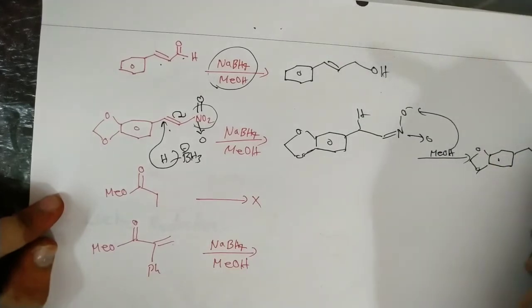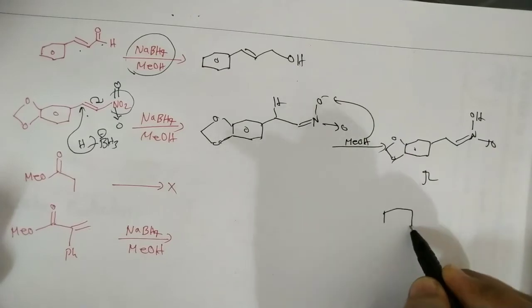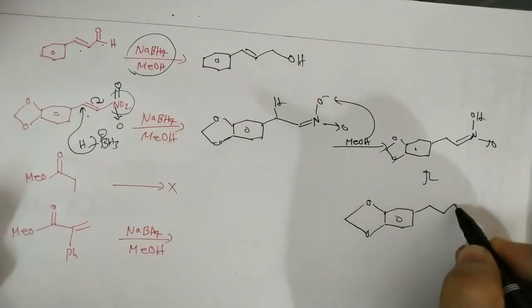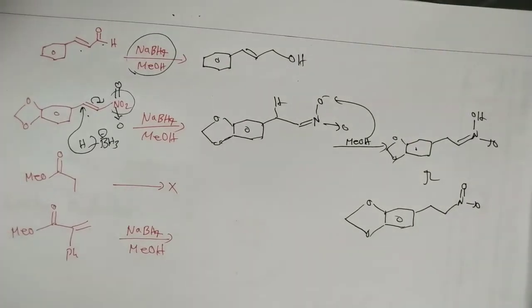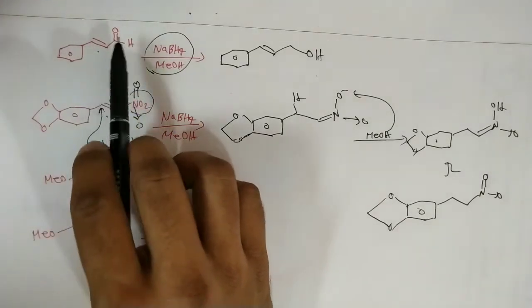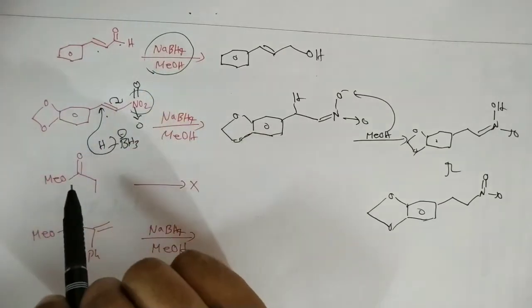So here the product is double bond NOH. Now it is converted to an enol, that means it is actually an enol, which is converted again to a similar nitro compound. So by conjugate addition, the double bond is reduced. But in this other case, conjugate addition is not possible because the aldehyde is more reactive towards sodium borohydride. That's why that reaction takes place.